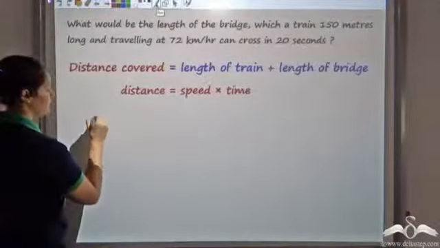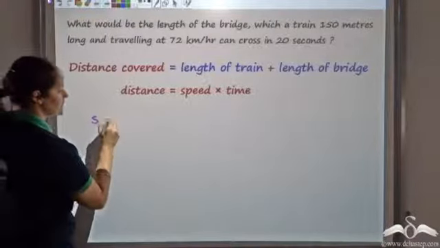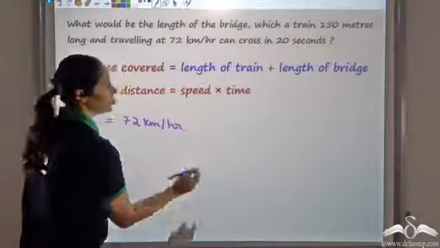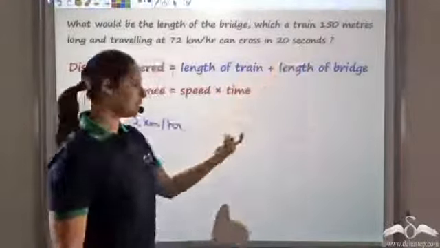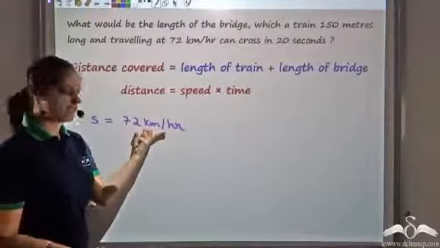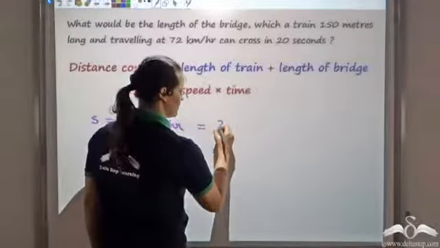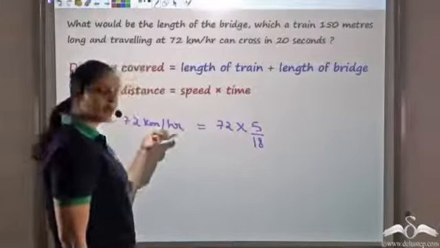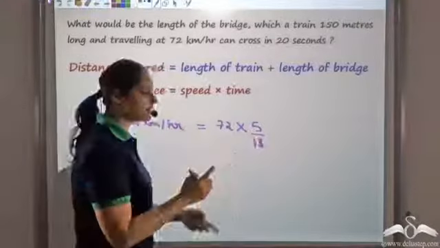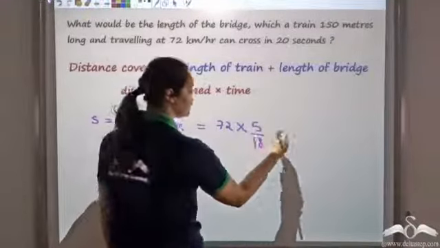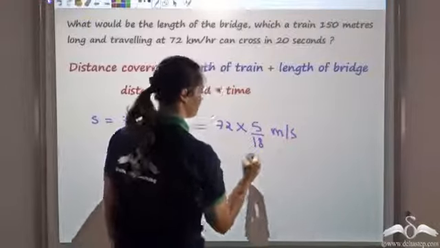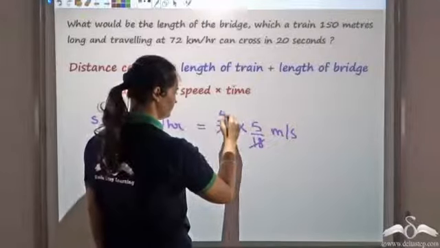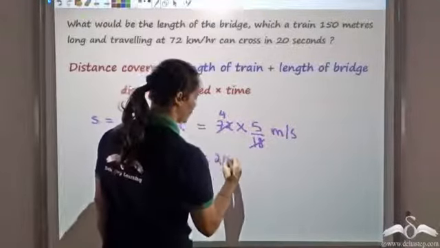So speed, let's say S, is given as 72 kilometers per hour. But the time is given in seconds. So what I do is I convert this into meters per second. So this would be equal to 72 into 5 by 18. Since I am converting kilometers per hour to meters per second, smaller number on the top, 5 by 18 meters per second, which is equal to 20 meters per second.